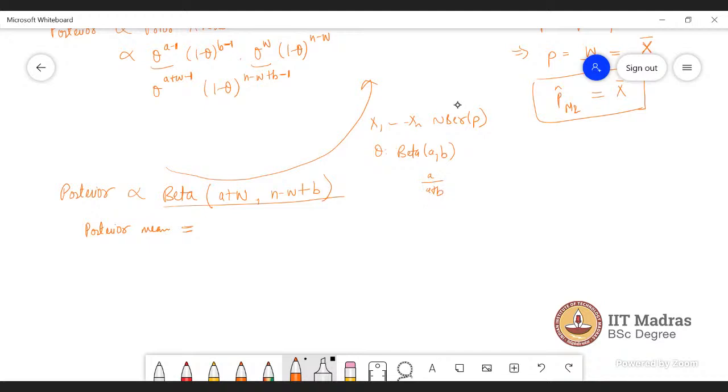So all these formulas are already given to you in the formula file. If you can't remember them, that is all right. You can always go back and look over it. Now the posterior mean in this case becomes a plus w upon a plus w plus n minus w plus b. So if you simplify it, it becomes a plus w divided by a plus n plus b. This is the posterior mean. So this is the general method that we follow for finding the posterior. If you have any specific example, we can discuss it here.